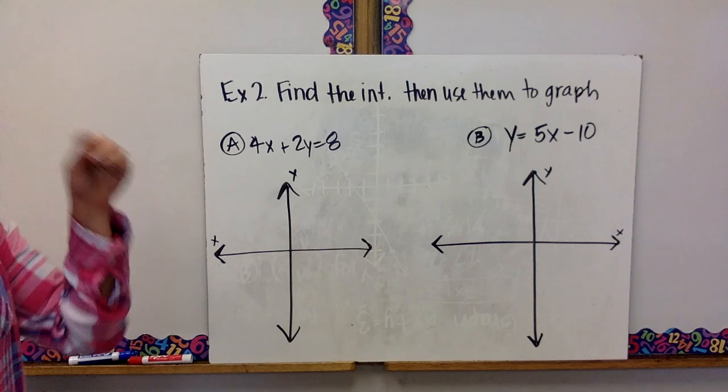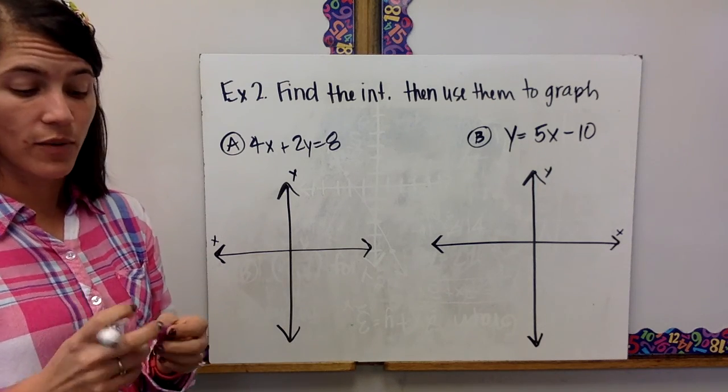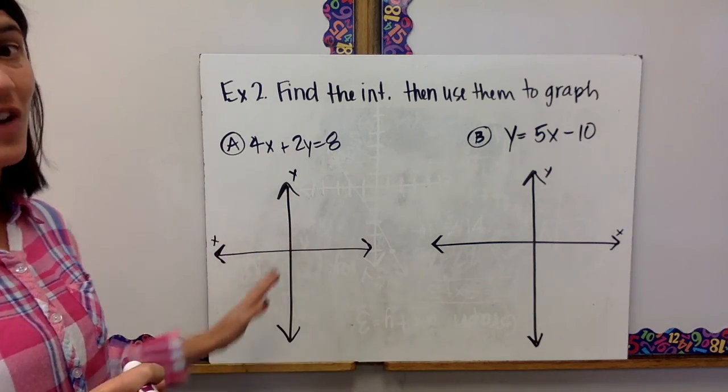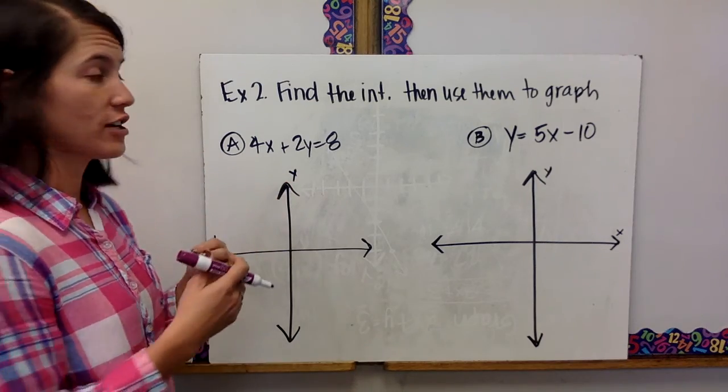Example 2, we're going to find the intercepts, then we're going to use them to graph. So here's where we're putting it all together. I'm going to show you how to find the intercepts very quickly, and then we're going to graph using the intercepts. You don't have to make a table. We're just going to use our intercepts.